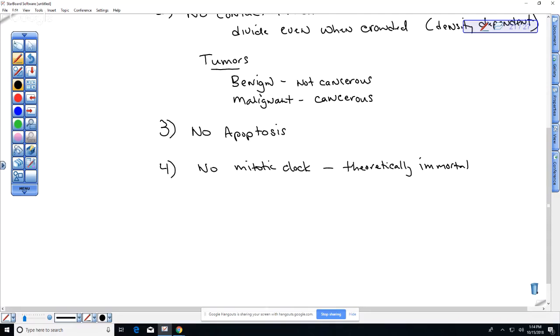So there is a group of cells that we have been using as study cells for over 50 years, and these are called HeLa cells. Who in here has heard about the HeLa cells? This is something else that you could do your research or your extra credit on. HeLa stands for a woman named Henrietta Lacks.